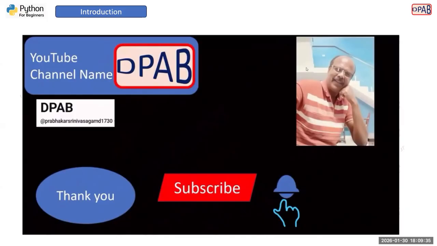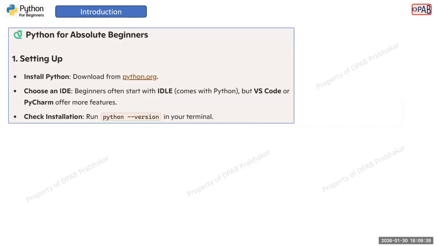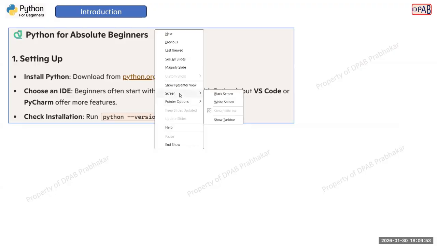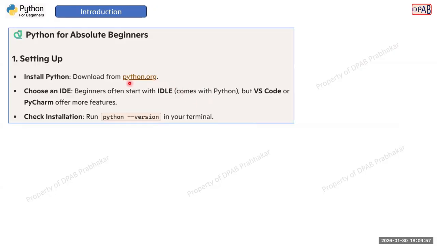Let us get into the video now. In this introduction, we are going to see six different processes. The first process is setting up. You need to install Python using python.org. It is available for the world, anybody, free of cost. No need to pay any amount for this.